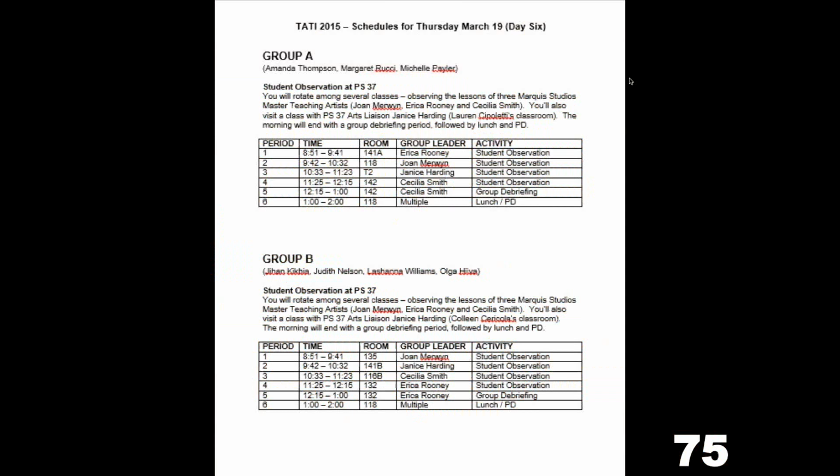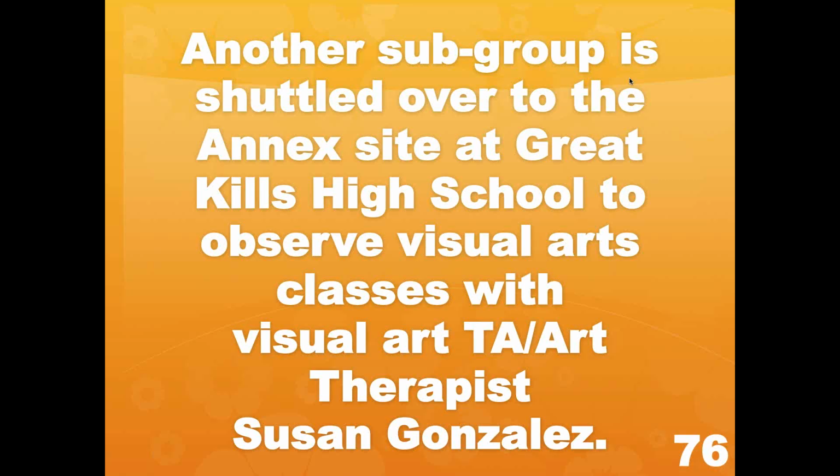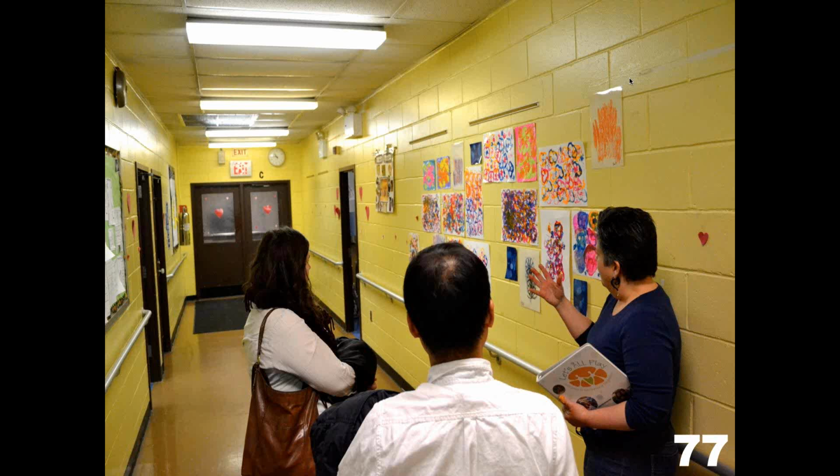Here's a sample of what we hand out every week to the trainees, for 2 of the groups, Group A and Group B, and how their schedule rotates. Each week it's slightly different, so they get to see all the teaching artists and have meetings with them. Another subgroup is shuttled over to the annex site at Great Kills High School to observe visual arts classes with visual art teaching artist and art therapist Susan Gonzalez. And there's Susan in the hallway showing off some of that student artwork.